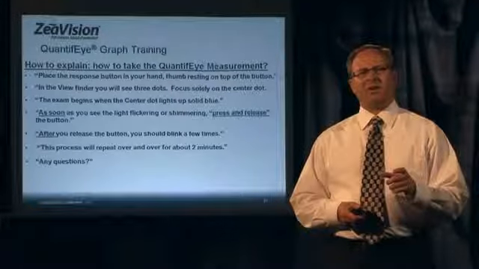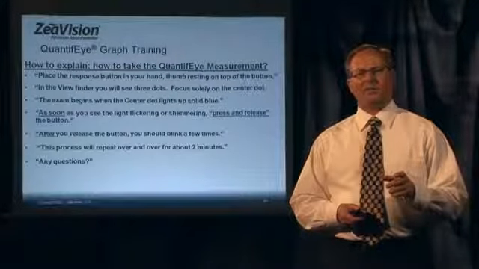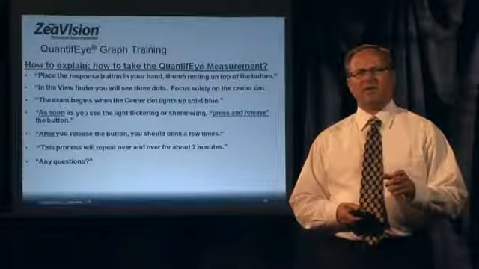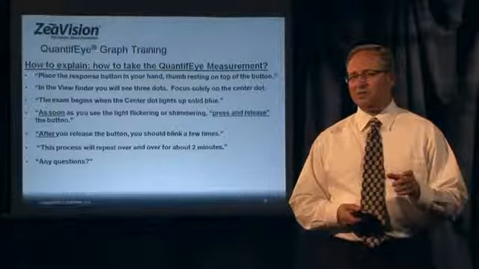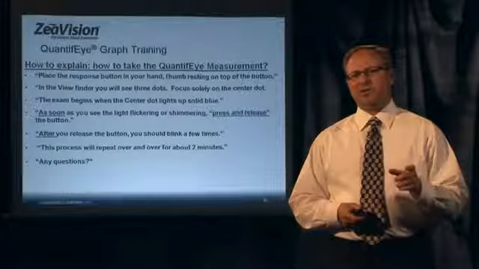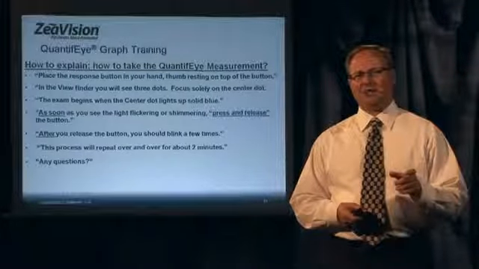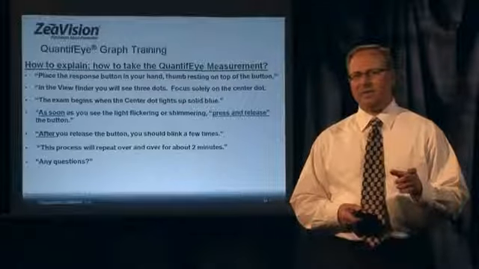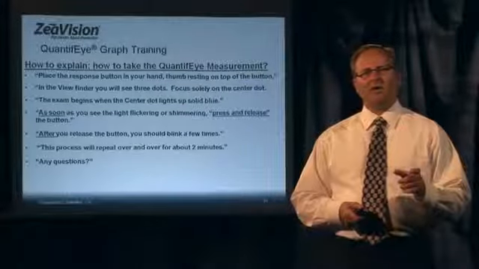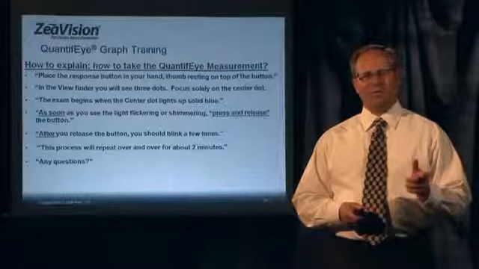It's helpful to understand that the ZiaVision's Quantify instrument has been the premier instrument in macular pigment optical density testing in the United States for 7 years. This instrument is used by hundreds and hundreds of practices and has measured accurately over 2 million eyes. So why sometimes the variability?